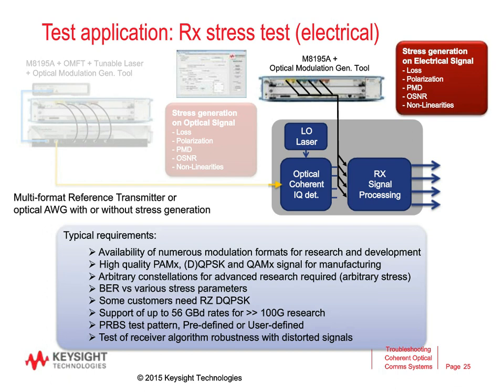Again, bit error rate testing is possible as we are able to generate known PRBS sequences on the arbitrary waveform generator already. We can even provide return to zero signals, dual polarization QPSK, support of 56 gigabaud, and beyond that it's possible to run 100 gigabit research and even higher. And we can test basically the receiver algorithms for robustness on distorted signals.